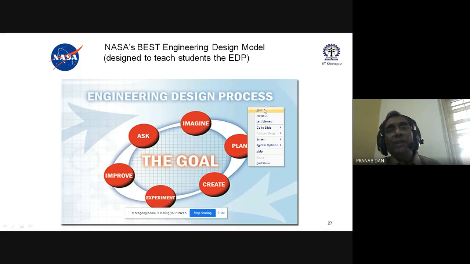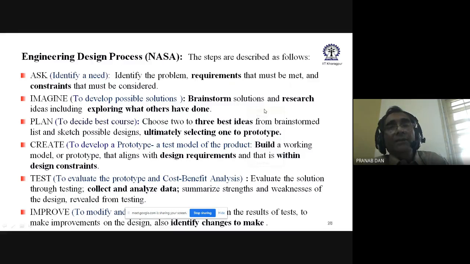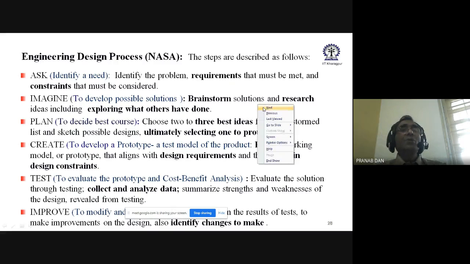So please go to the next slide, and then I will just mention the steps, which means the 6 steps. Ask, that is to identify the need, which is to be done very correctly. If the need identification is wrong, the whole lot of effort will go waste and everything will be wrong. Then to develop possible solution, that's called imagine.